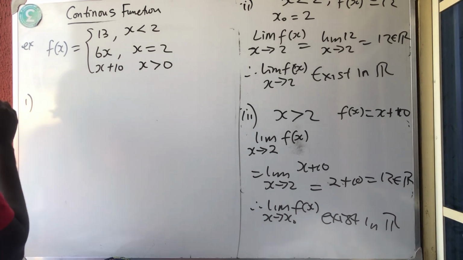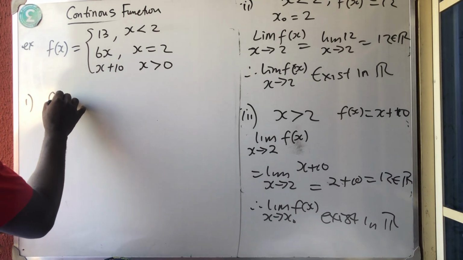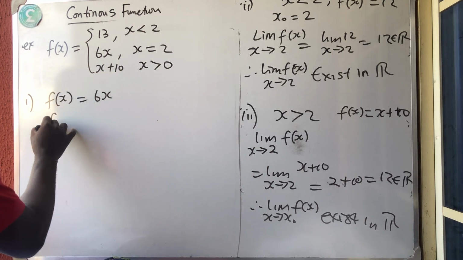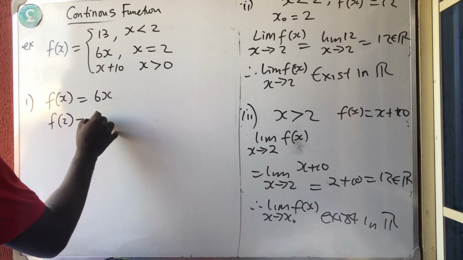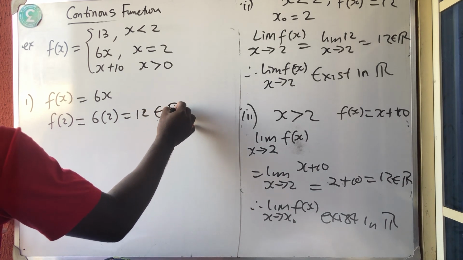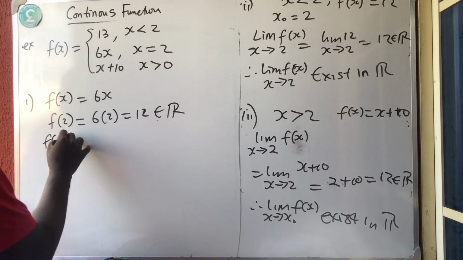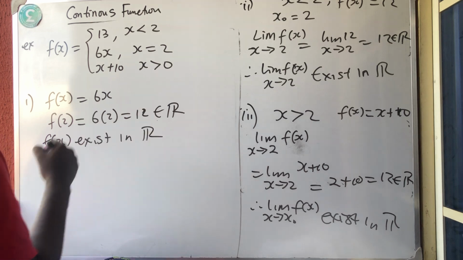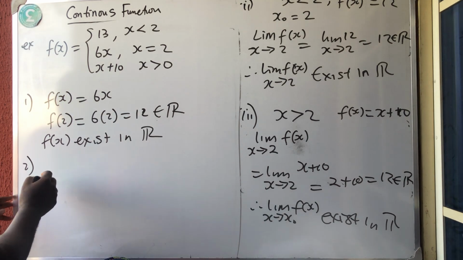So the first one we are checking is equality. That f of x is equal to what? 6x. And we say when x is 2, so f of 2 is equal to what? 6 bracket 2, which is what? 12. And 12 is an element of what? R. So therefore, f of x exists in what? In R. Okay?